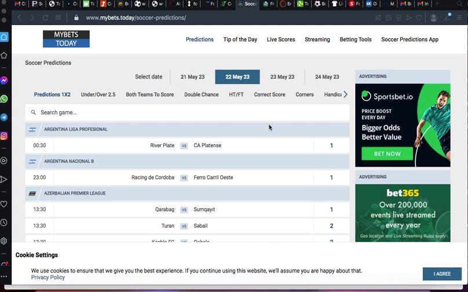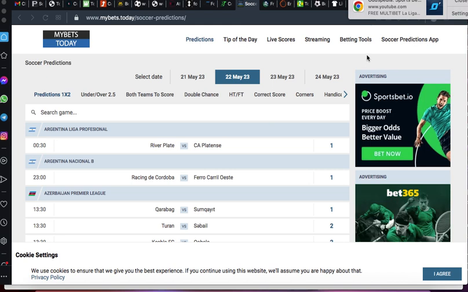If you open the website, this is how the interface looks. These are the predictions for the website. If you check at the top here, you can see they have predictions, tip of the day, and other categories. But as we are here for the predictions, we will go for the predictions first, and after that we will visit tip of the day and see how that one goes.